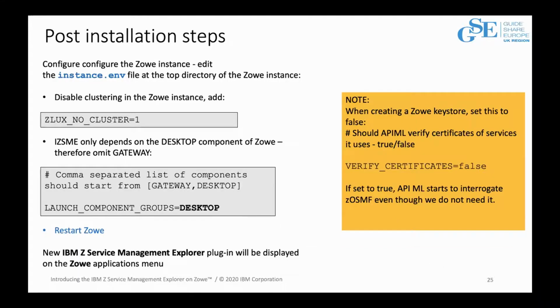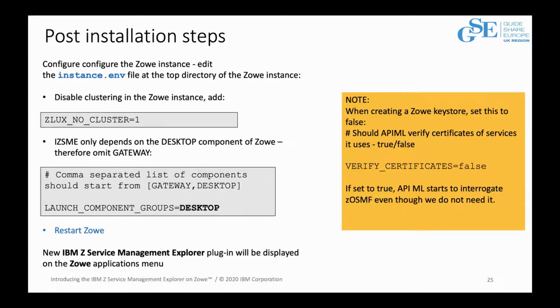Post installation steps. You will need to edit some of the Zowe instance files, or actually one of them. If you look at it, edit the instance.env file, we disable the clustering. We don't use that with IZSME, so you disable that. But also, it's worthwhile disabling the gateway, because we do not use the gateway for IZSME either, which actually helps with performance as well.